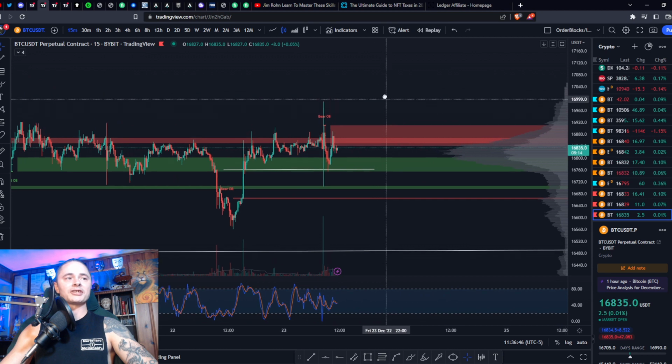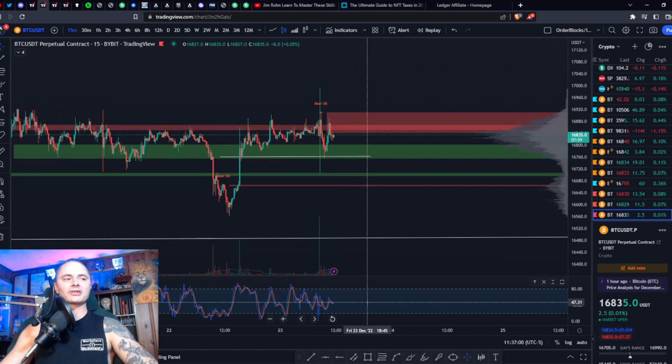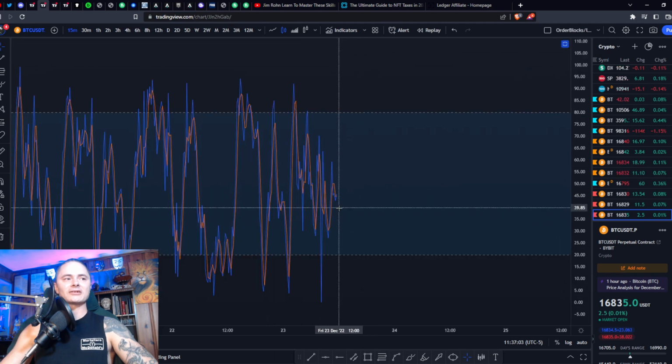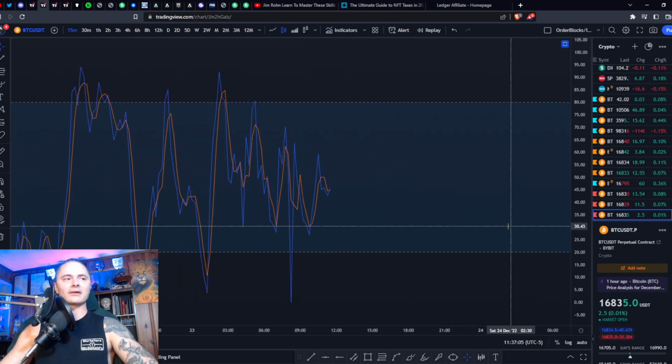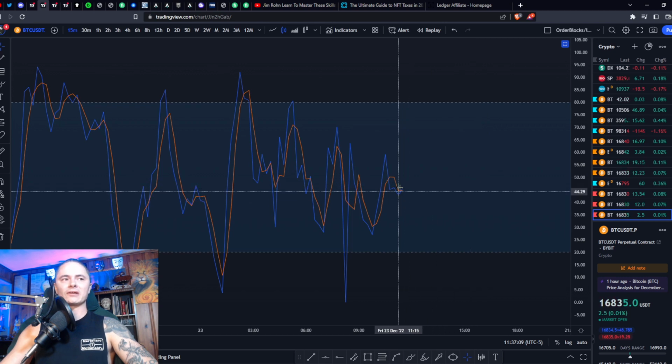Okay, so you did get rejected basically from the top area about 16,891 at this bearish supply block. Okay, you have fallen below the double one as well. So that's going to be some resistance trying to get back above there. Your stochastic looks like it's trying to curl around right now and get back to the upside, but it's basically just converged against your signal line.